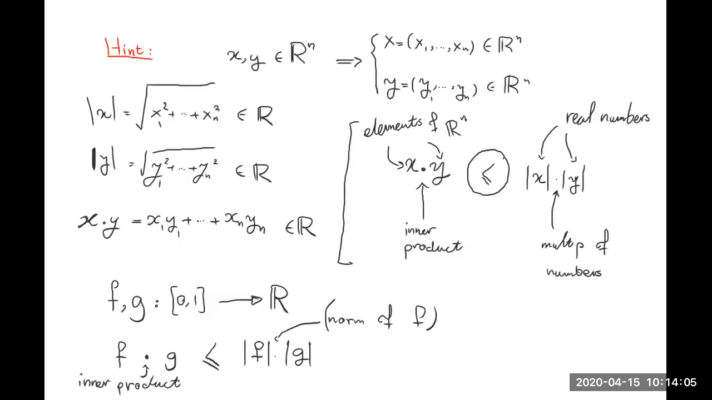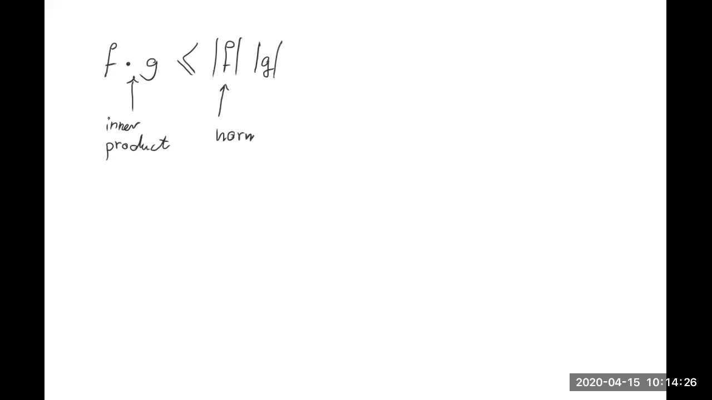So let me rewrite this. I have two functions, f and g. I'm still not sure what their inner product is. But if I formally write down the same thing, their inner product should be less than the multiplication of their norms. And I'm not sure what kind of norm I'm talking about yet. We should explicitly mention that. And then I would hope this would still be correct. So first thing, what is the inner product of functions? What is the inner product of f and g?